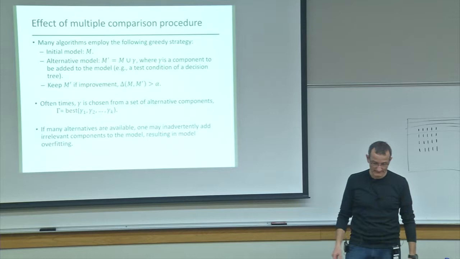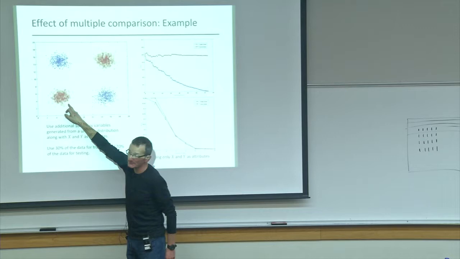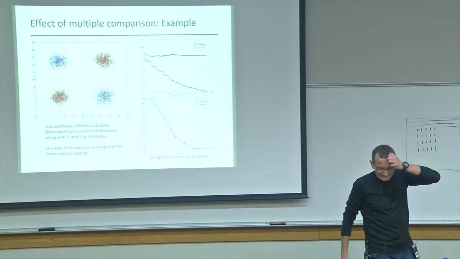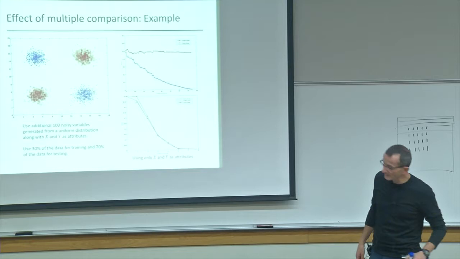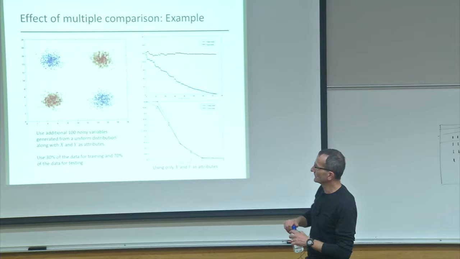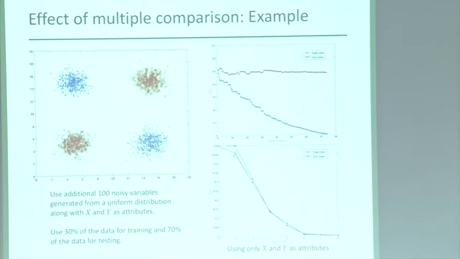So here's the pictorial view of that. I have a data set that has x and y variables, with the pluses and the circles. So this is like a two-variable data set, and I add an additional 100 noisy variables. So I have a data set that has 102 variables, and the noise is generated from a uniform distribution along the x and y attributes. And then I have that 102-variable data set, and I induce decision trees.